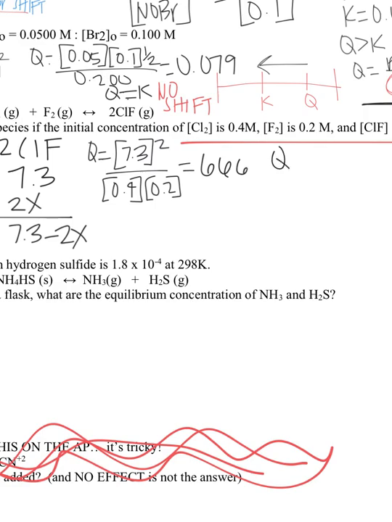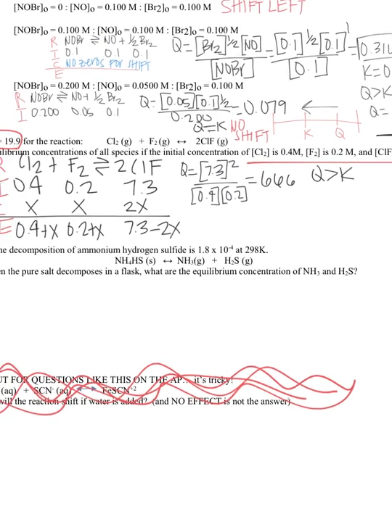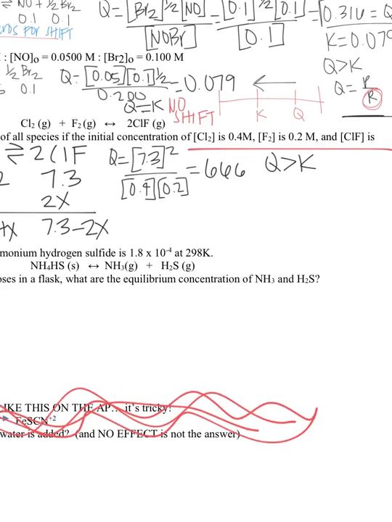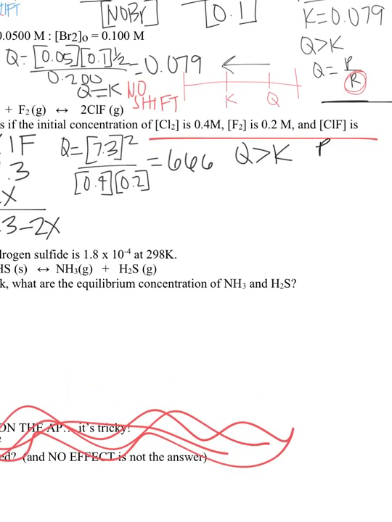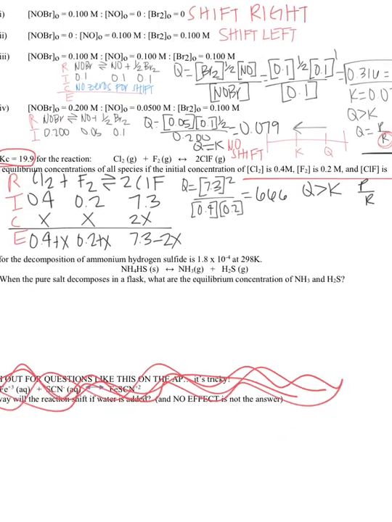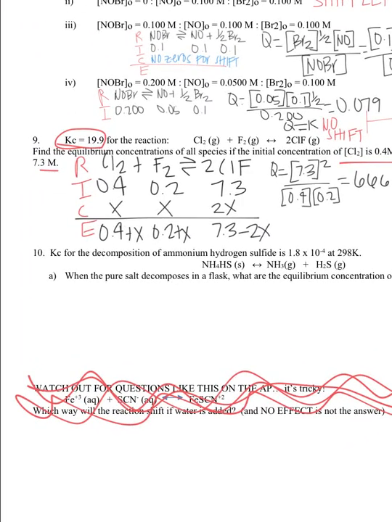So Q right now is greater than K because K was 19.9. However you want to do it, number line or not, if I want Q to go down to be closer to K, I'm going to have to shift left. So that means I'm coming back in here and adding these plus signs so that it shifts left. That justifies me doing those signs here.